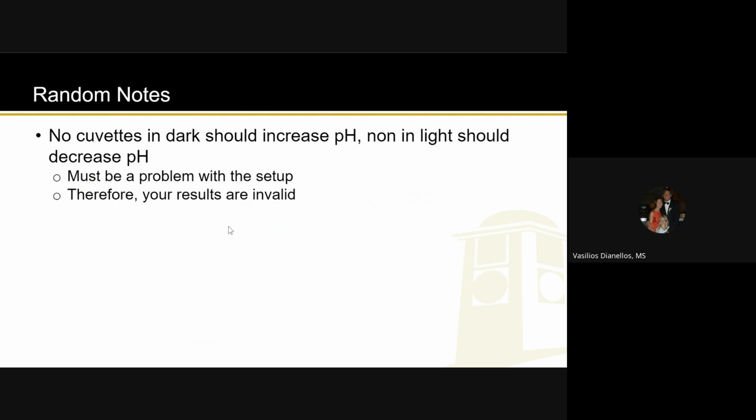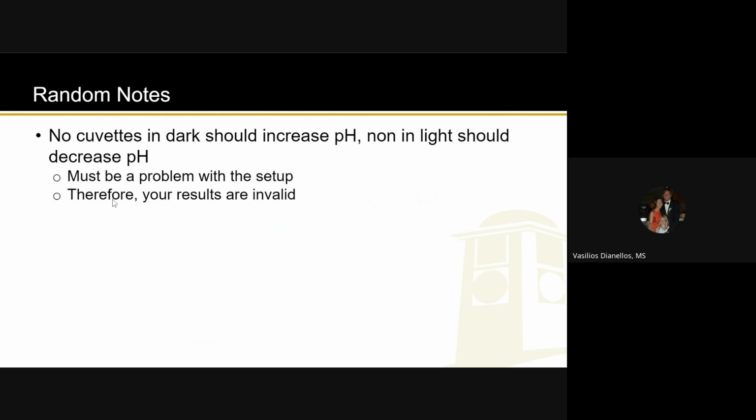No cuvette in the dark should increase in pH, and none of them in the light should decrease in the pH. Like I've already said, now you're just seeing it in writing. If this happens, there is a problem. Maybe there's something wrong with the cuvette. Maybe there's something wrong with the pH indicator liquid. Maybe there's something wrong with the algae beads. Whatever it is, there's something wrong.